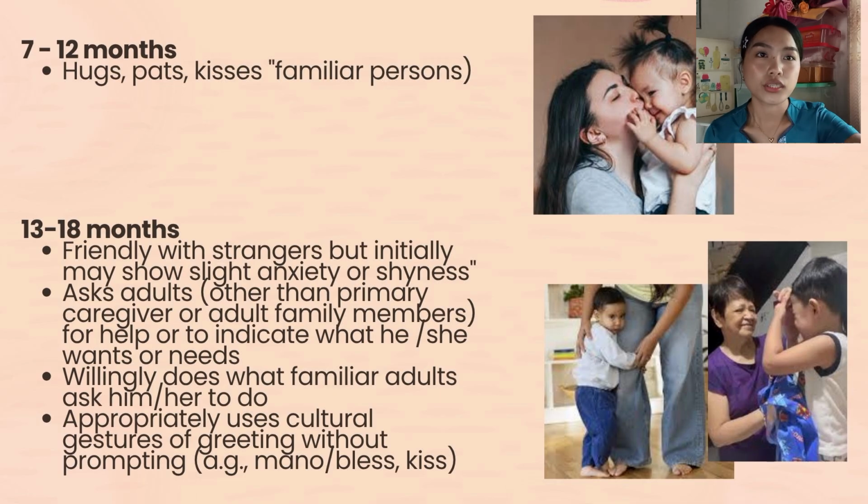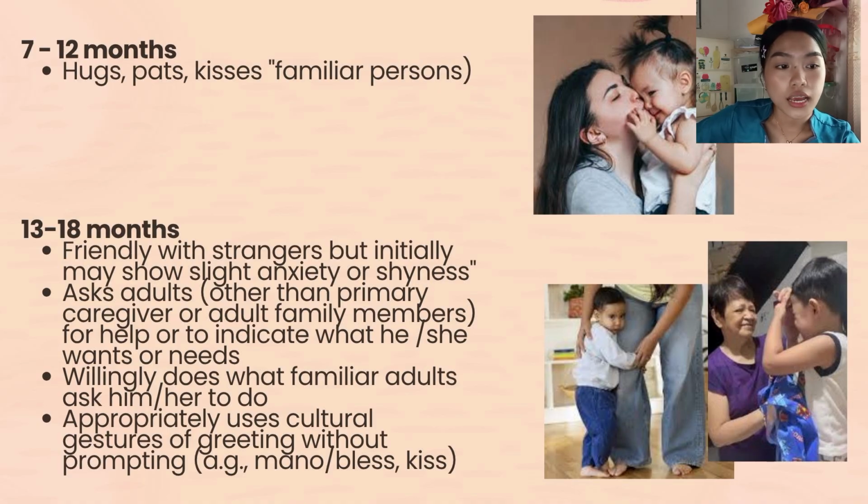So they can already start to recognize familiar persons, so they are comfortable with them, so they tend to hug, pat, and kiss them. And then at 13 to 18 months, friendly with strangers, but initially may show slight anxiety or shyness, and asks adults other than the primary caregiver or adult family members for help or to indicate what she wants or needs, and then willingly does what familiar adults ask her to do. Appropriately uses cultural gestures of greeting without prompting, like mano or bless or kiss.